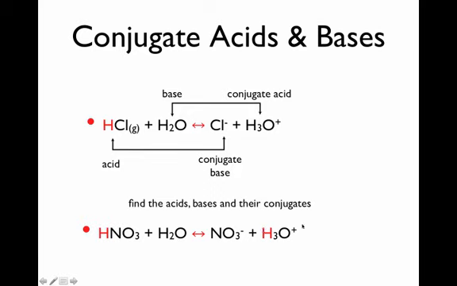The hydronium ion is actually capable of donating one of its H's back to the NO3-. Because it's capable of donating back, this is the acid. And in fact, it is the conjugate acid of the water molecule on the right side of the equation. So, just to summarize, this is the acid, this is its conjugate base. This is the base, this is its conjugate acid.